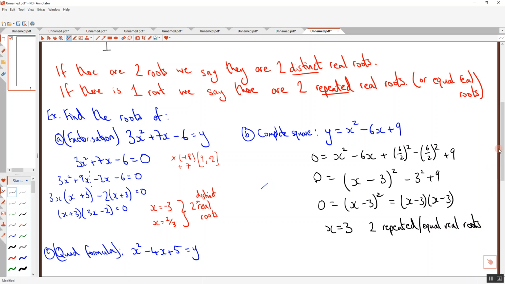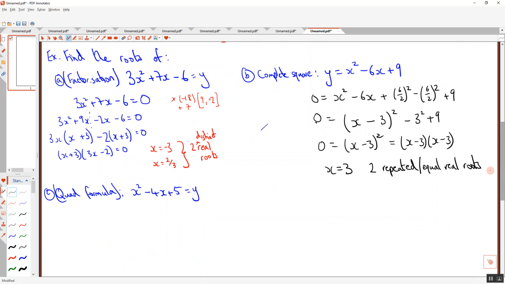Is that okay? So this graph would touch the x-axis how many times? Once. And then the last one. It needs the quadratic formula.